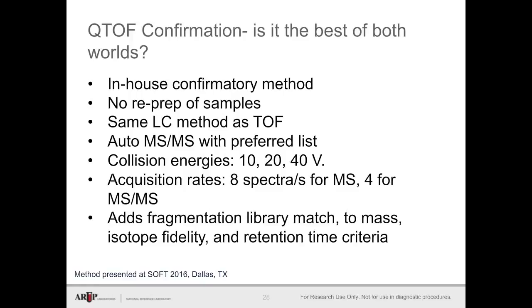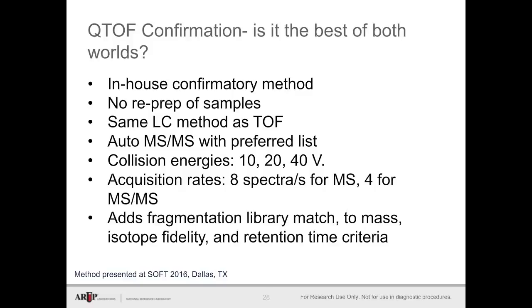Collision energies in this particular method were set at 10, 20, and 40. The acquisition rate for the MS was at 8 spectra per second, and for MS/MS it's set to 4 spectra per second. By making use of the collision cell, we can add a fragmentation pattern to the other acceptance criteria of mass accuracy, isotope fidelity, and retention time to verify positivity in these specimens with suboptimal results on the TOF. I presented this method at SOFT in Dallas this year.